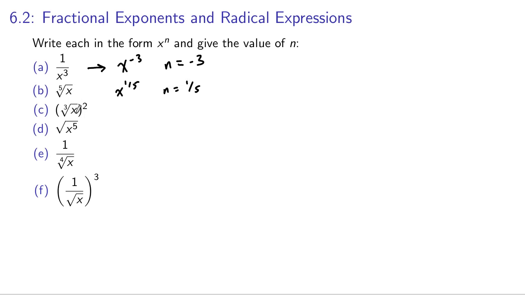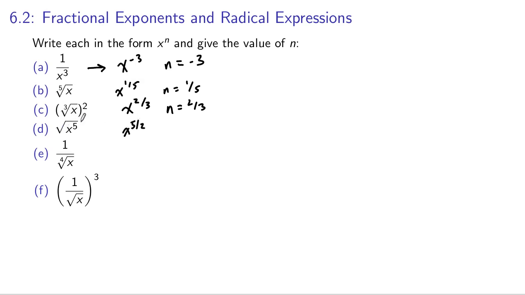X's cube root would be 1/3, so we have x to the 1/3 squared. Using the rules of exponents, we multiply the powers, 1/3 times 2 is 2/3, so n is 2/3. Square root of x to the 5th would be x to the 5th to the 1/2, multiply the powers, x to the 5 halves.